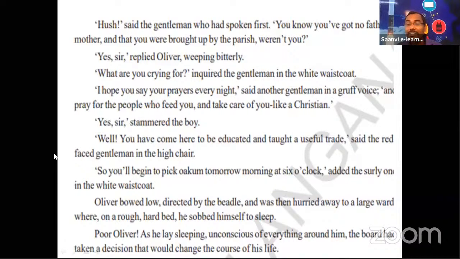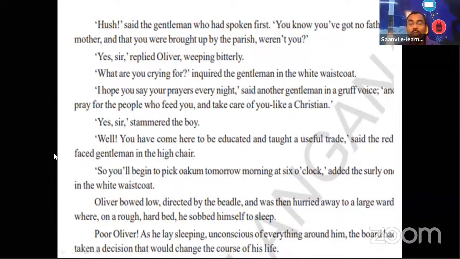Added the surly, added the serious one in the white waistcoat. Oliver bowed low. Oliver again showed respect by bending his head down. Directed by the beadle, then the beadle took him somewhere else. And was then hurried away.